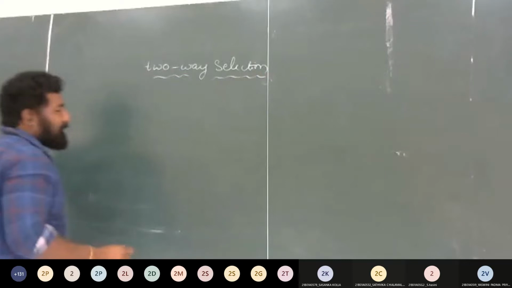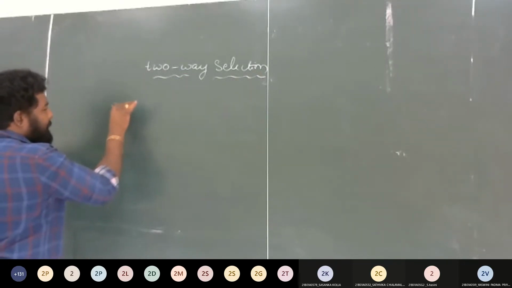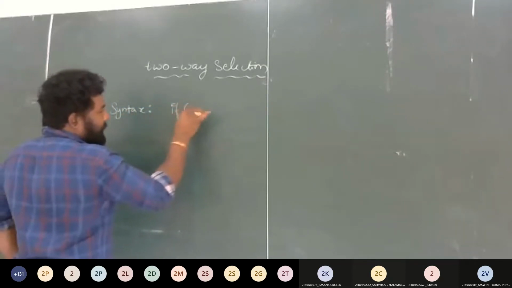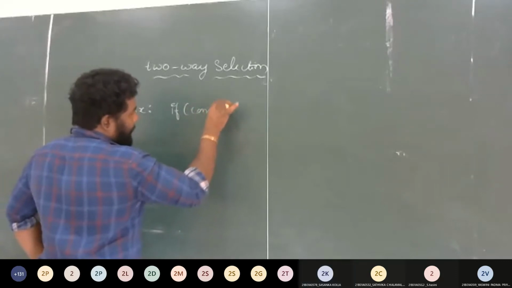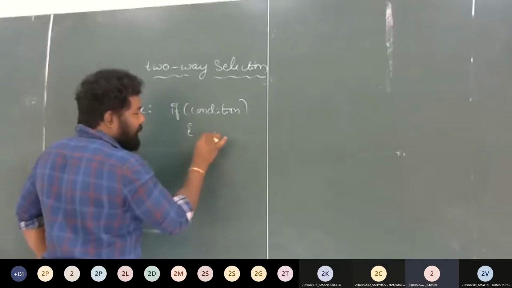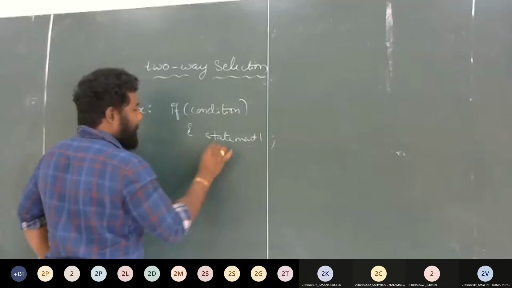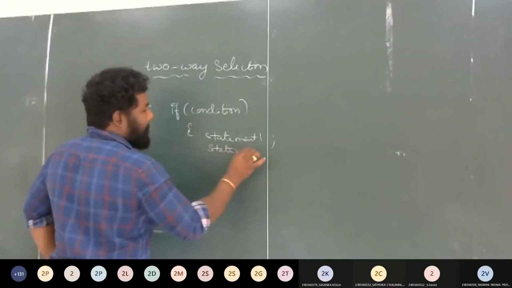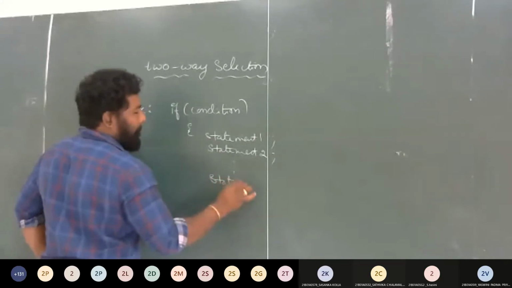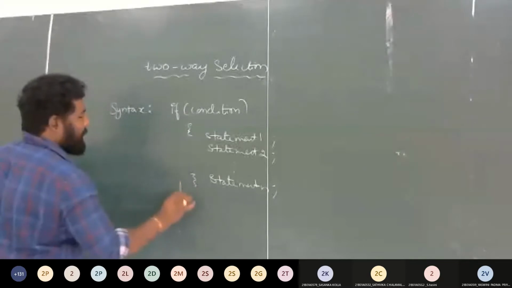Okay, two-way selection. We have already seen the syntax, right? So what did we say in the syntax? Syntax will be like: if condition, and there will be a set of statements here, statement 1 to statement n, okay, and there will be else.